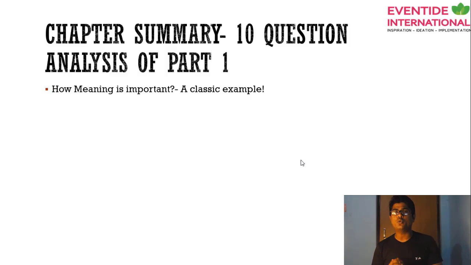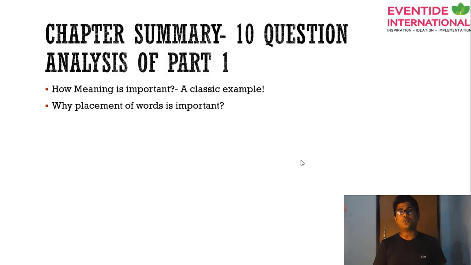GMAT often tricks you by providing sentences that actually do not mean what they are intended to. This way, they trick you and provide you with wrong options, which seem very legitimate, and you fall for the trap. The second thing that we are going to solve is the placement of words. We are going to understand how a single word, when placed at 2 different places, can mean an entirely different thing.